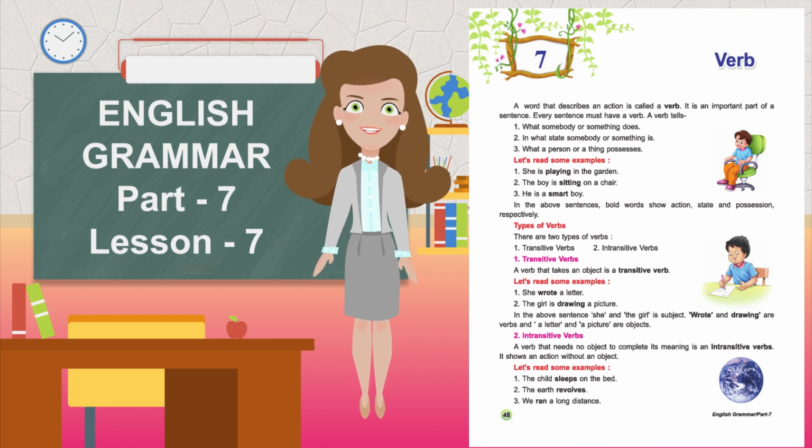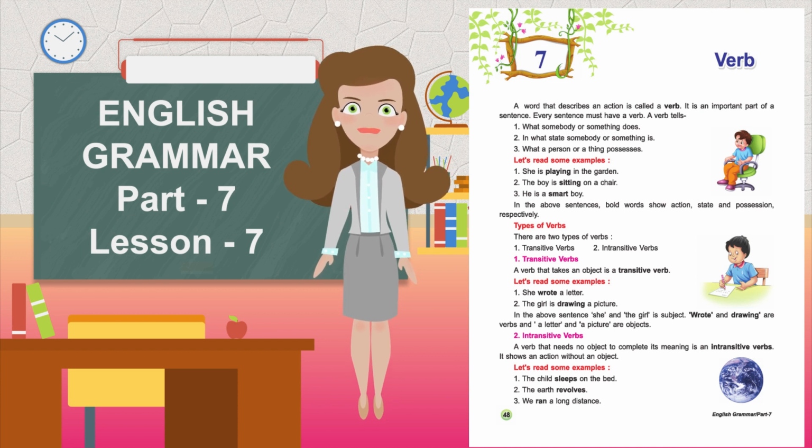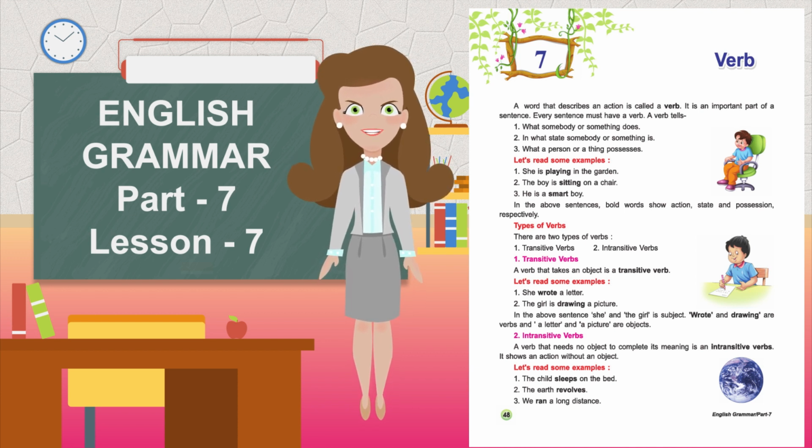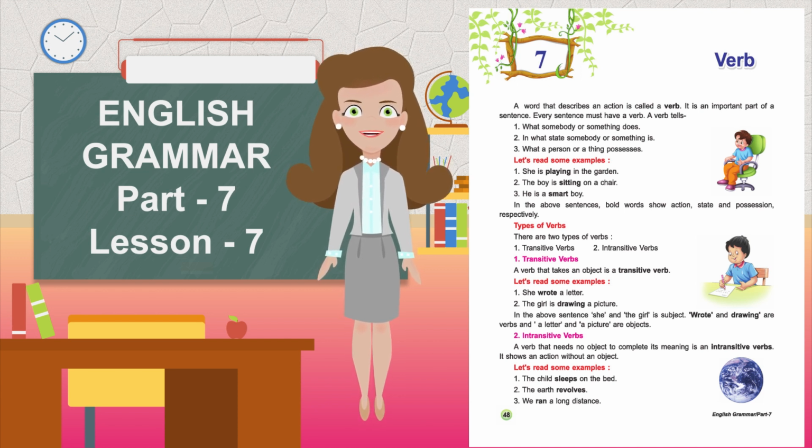Types of verbs. There are two types of verbs. First, transitive verb. A verb that takes an object is a transitive verb. Let's read some examples. She wrote a letter. The girl is drawing a picture. In the above sentences, she and the girl are subjects, wrote and drawing are verbs, and a letter and a picture are objects.